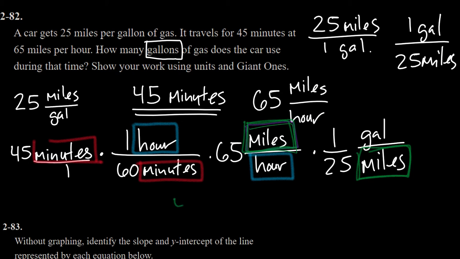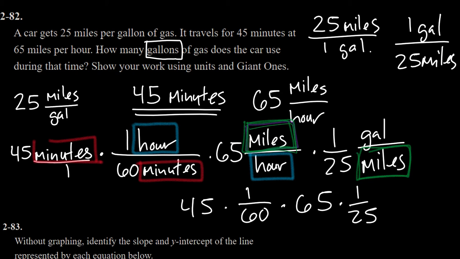So if I take the number 45, let me write this in white, and I multiply that by 1/60, and I multiply that by 65, and I multiply that by 1/25, all of that is just gallons, because that's the only units that are left over. So that's my answer, except it's kind of a goofy way to write it. So let's grab a calculator and go 45, and instead of times 1/60th, I'm going to divide by 60, and then multiply by 65, and then divide by 25.